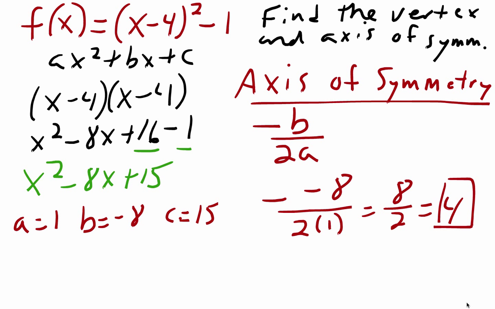If I graph that, and I'm going to go to the next page to graph that, I go to 4. Let's just say that is 4. That's my axis of symmetry right there. It's going to go through the x-axis right at 4. So that means half my graph is going to go up to the right, and half is going to go to the left.